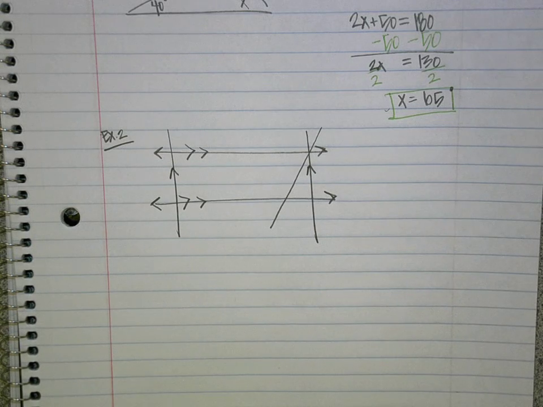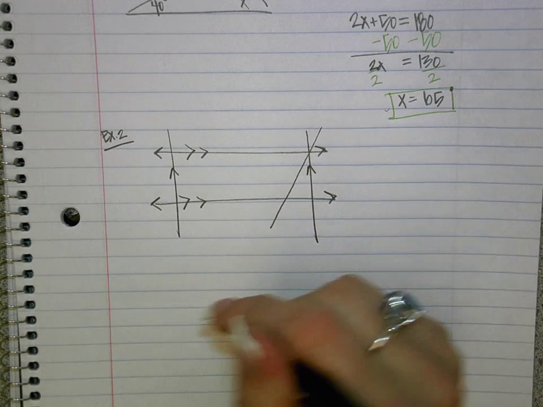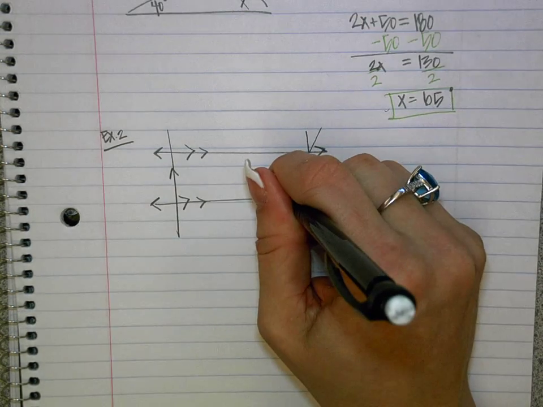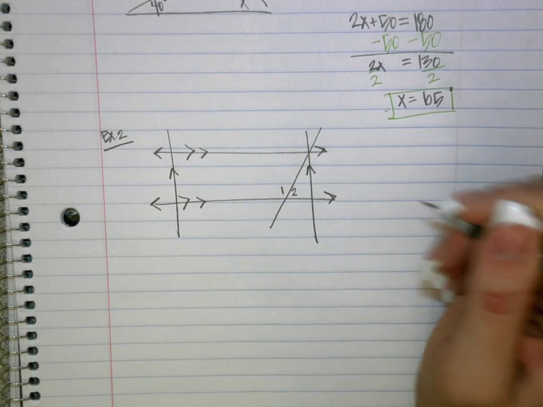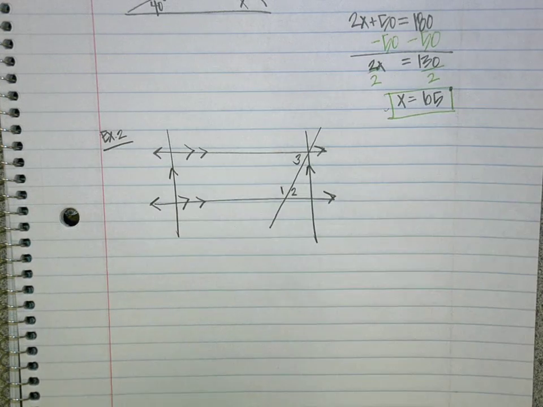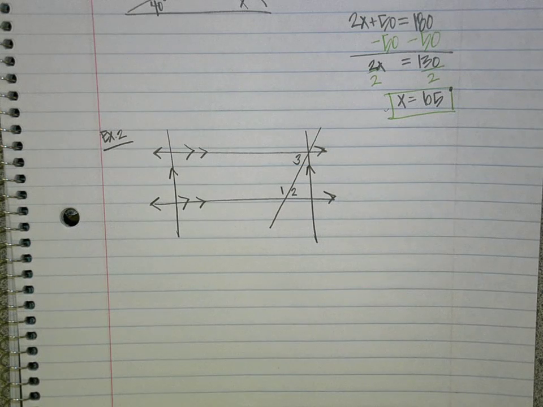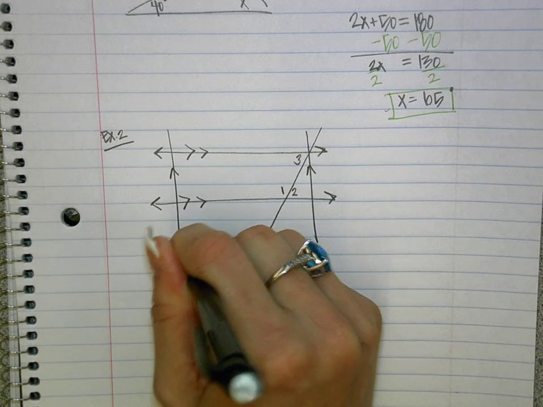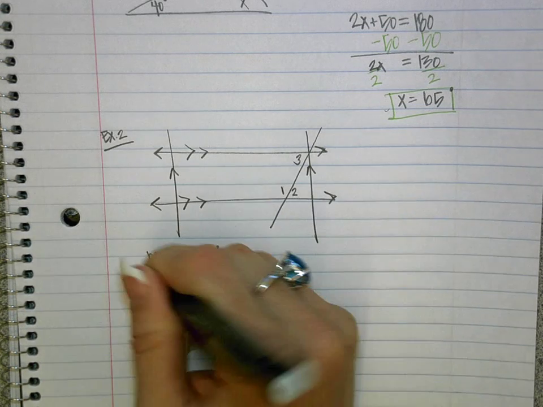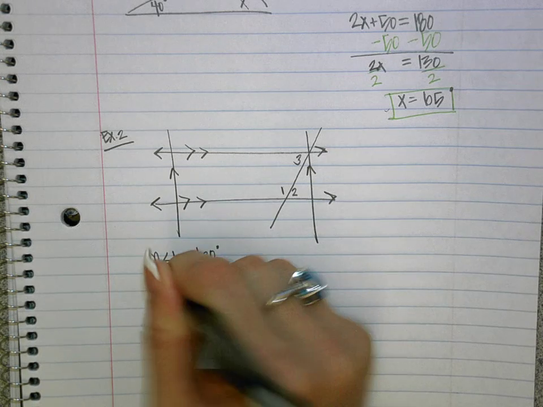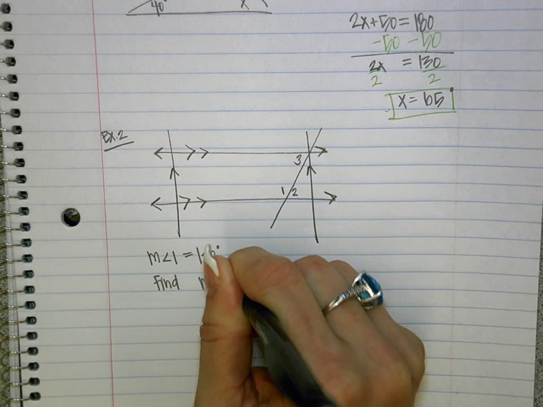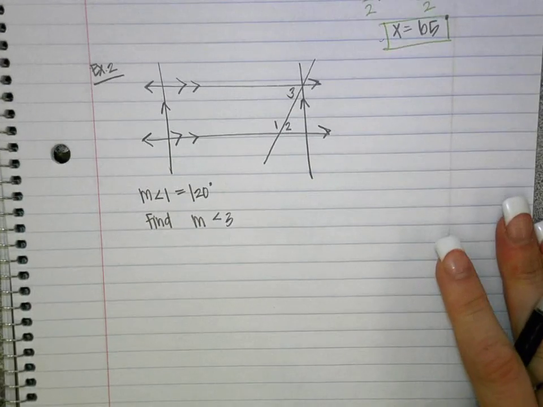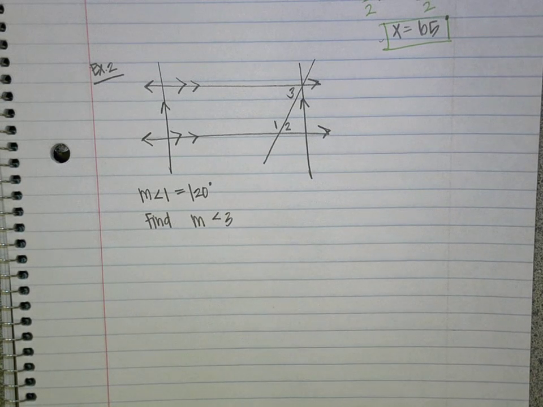It's a little complicated here. Okay, and then I'm going to label these as angle 1, angle 2, and angle 3. If I tell you that the measure of angle 1 is equal to 120 degrees, and I ask you to find the measure of angle 3. You know that the measure of angle 1 is equal to 120. Find the measure of angle 3.